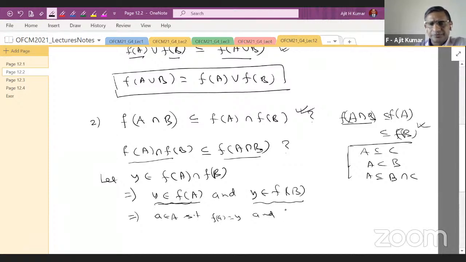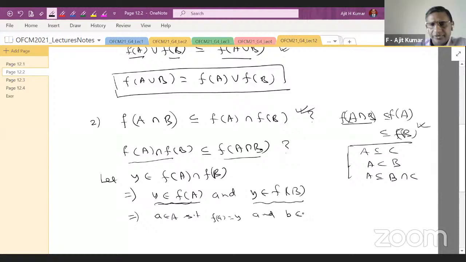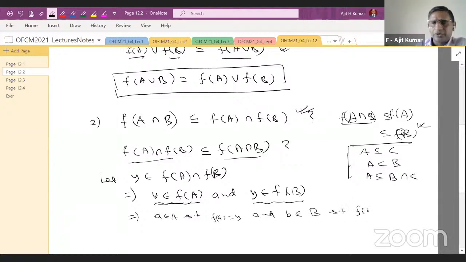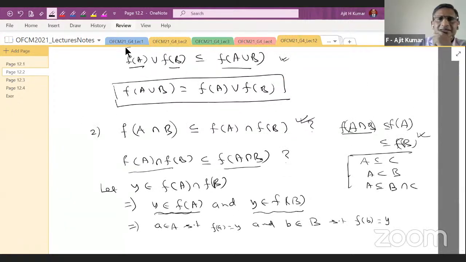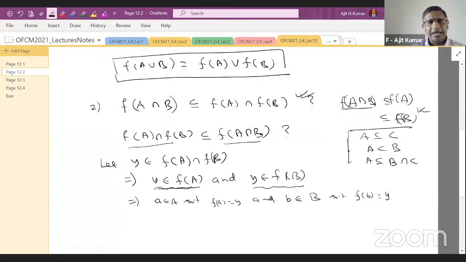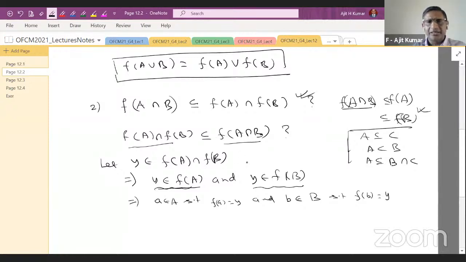And what does this imply? Second step. Yes, there is b in capital B such that f of b is y. Okay, that's correct. Now, let's look at what was our aim. Our aim was to show that y lies in f of A intersection B. That means we are looking for some element x in A intersection B such that f of x is equal to y.